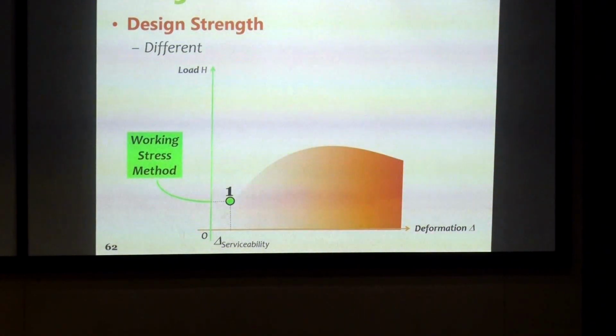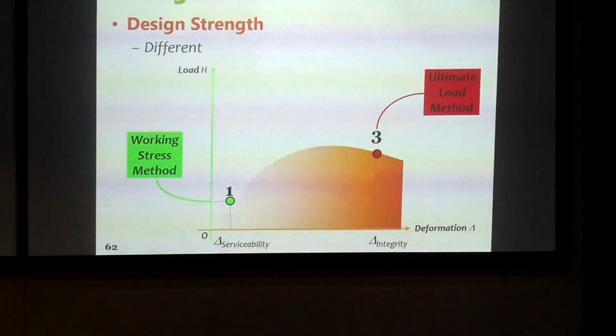So you will see new symbols, and we'll stop using these terminologies, this PU, VU, and all that. Working stress, of course, will be there. So this is what it is. Ultimate load method gave us capacity there. Working stress gives us capacity here.